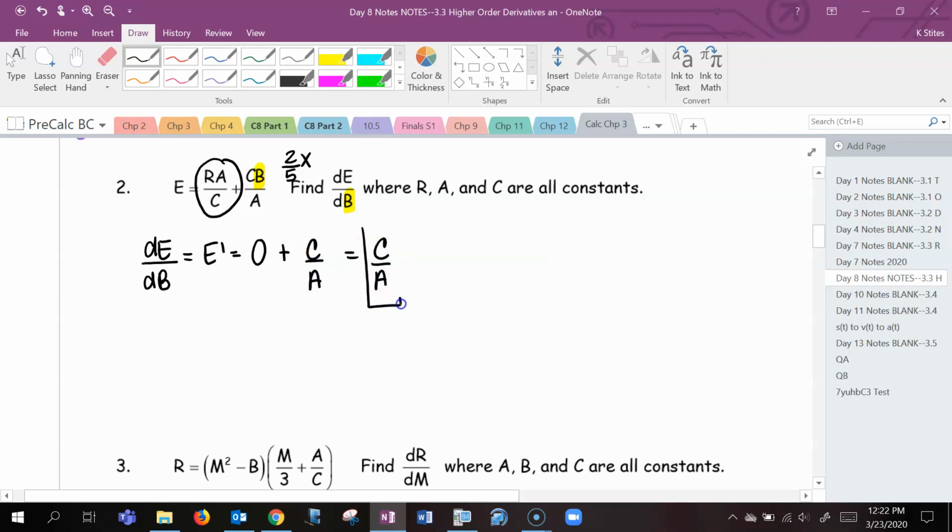Alright, so be careful. Make sure you know which ones are variables and which ones are numbers, and then that tells you how you're taking the derivative.